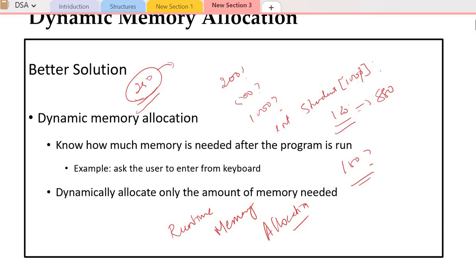In a real-life example, imagine you are booking seats in a movie theater. Static allocation is like reserving 100 seats whether the people come or not. Dynamic allocation is like issuing tickets only to the people who actually arrive. Hope this example gives you a better distinction between static memory allocation and dynamic memory allocation.